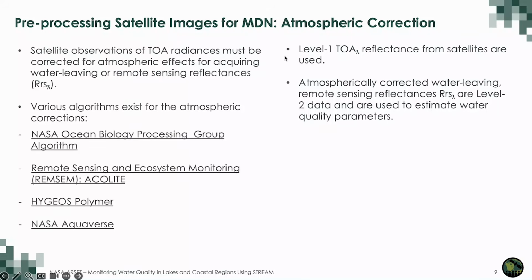So we would start with satellite images, which is level 1 top of atmosphere reflectance, and then find level 2 remote sensing reflectances that then they are used to estimate water quality parameters.